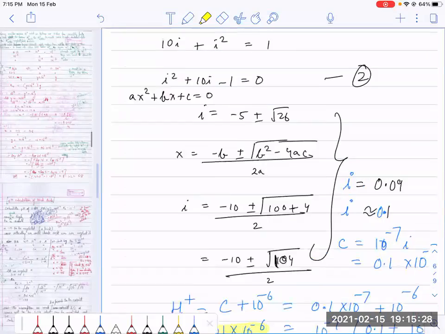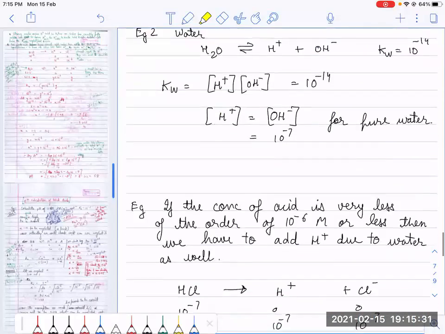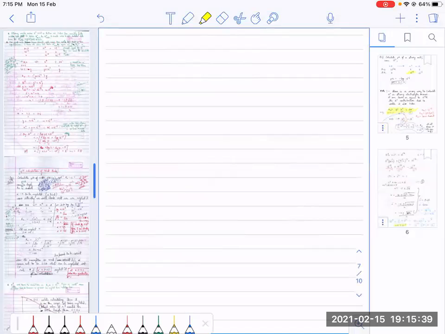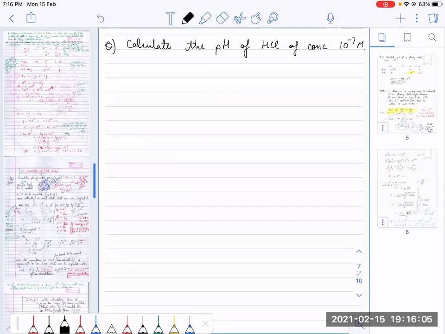Okay, let's do one thing. Let's change the data a little bit, and let's see if you can solve this. Let's say I'm giving you a little variation of this question. Calculate the pH of HCl of concentration 10 to the power minus 7 molar. Please try it.